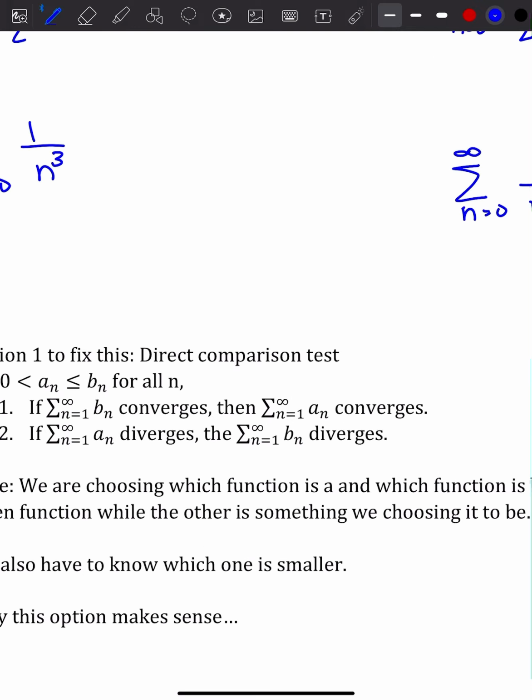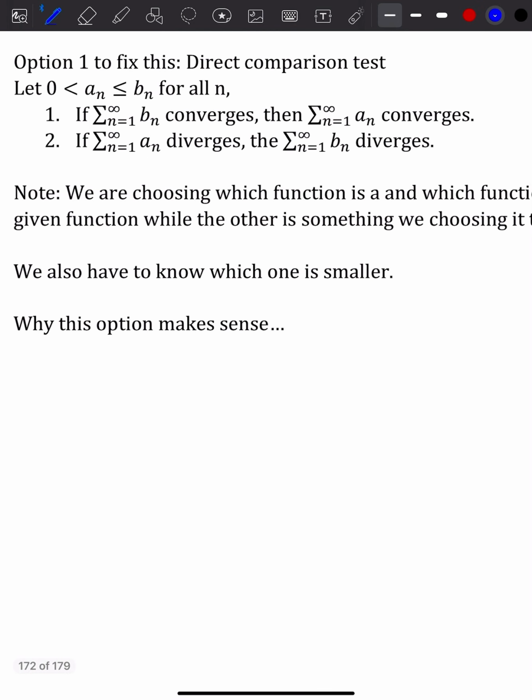So option 1, the direct comparison test. The direct comparison test has a couple requirements, and by a couple, it really has one big one. Then based off of what we know and what we can find out, that will tell us what's going on with it. So we need two series here, so two equations that we're going to be working with, a sub n and b sub n. We are going to pick one of them, and the other one's going to be what was given to us. And we need b sub n to be greater than or equal to a sub n, and we need everything to be bigger than 0. So every term in our sequence has to be bigger than 0. So it has to be a positive value.